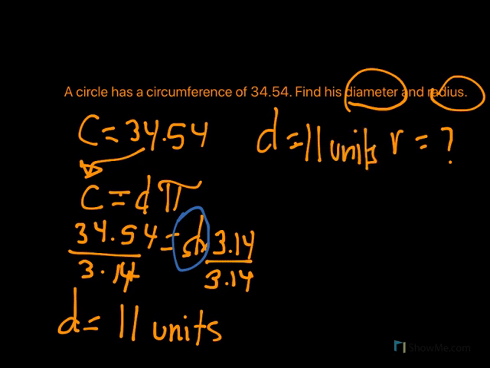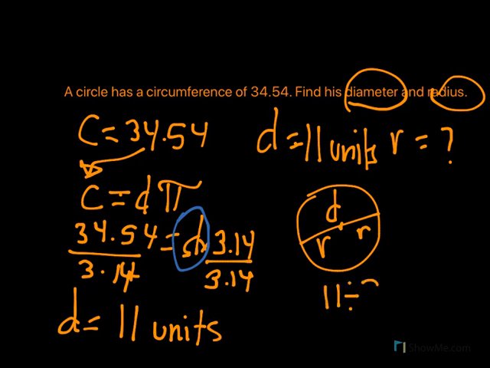Now I don't know my radius, but you remember what we studied. This is your circle, this is your diameter, and your radius is half of your diameter. So we just need to divide 11 by 2. 11 divided by 2 is equal to 5.5. So your radius is going to be equal to 5.5. I'm going to put it on the top, right here, 5.5 units in this case.